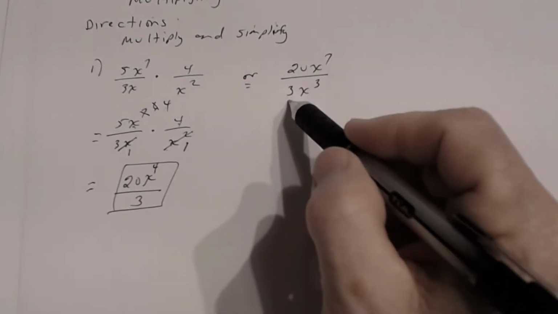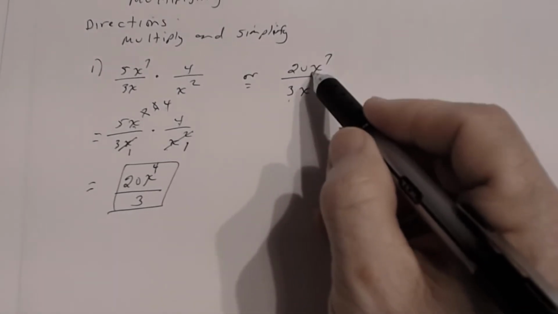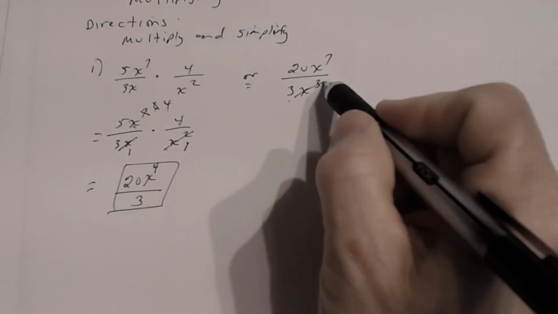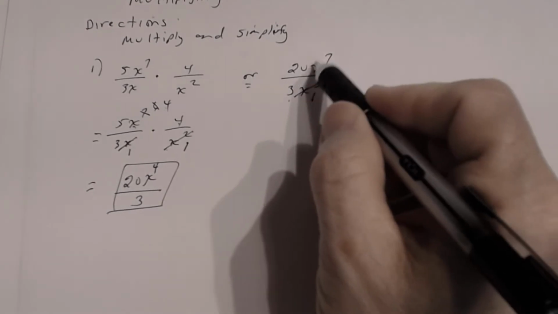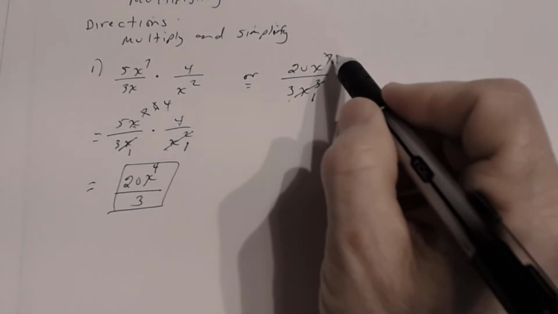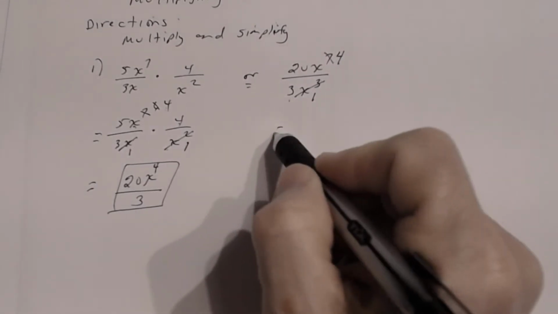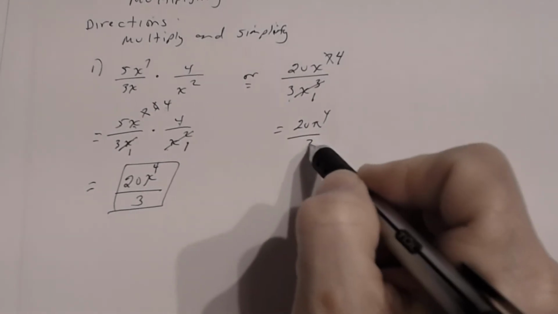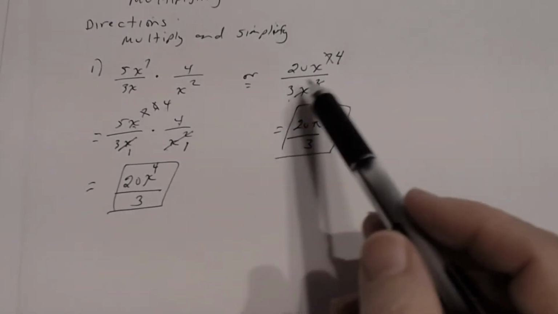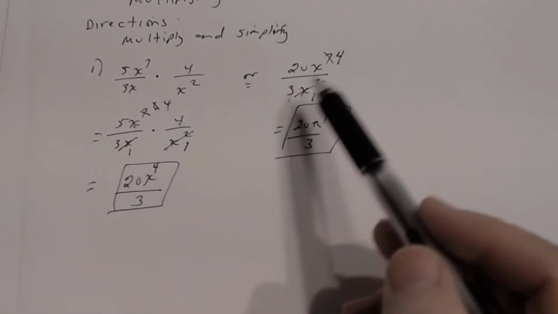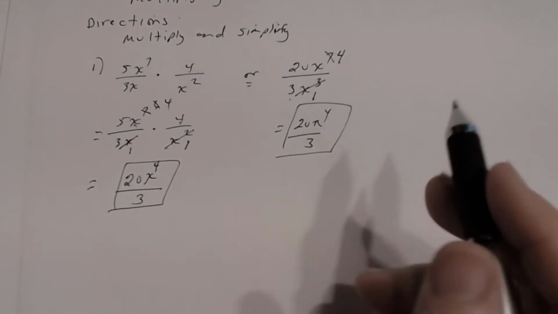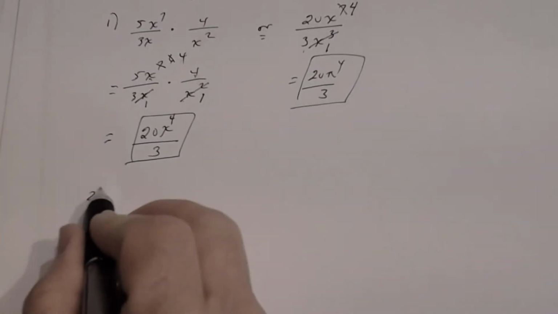And now we just do this. 20 and 3, I cannot reduce. But here I have 7 factors of x in the numerator and 3 factors of x in the denominator. I have more up here, so the 3 factors of x in the denominator will divide into this, and you're left with 4. So the answer is going to be 20x to the 4th divided by 3, the same as before. It's up to you which approach you use. Many students prefer to multiply first and then reduce. Okay, number 2, let's suppose we had this in number 2.